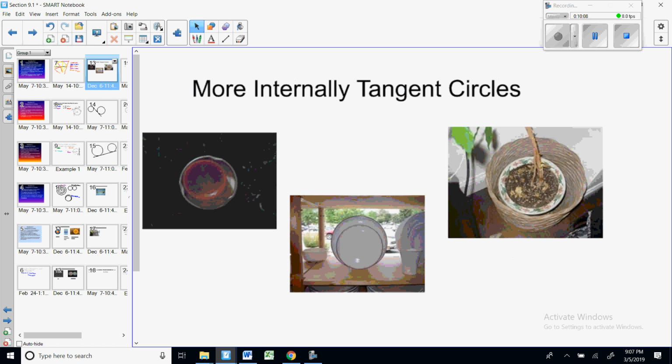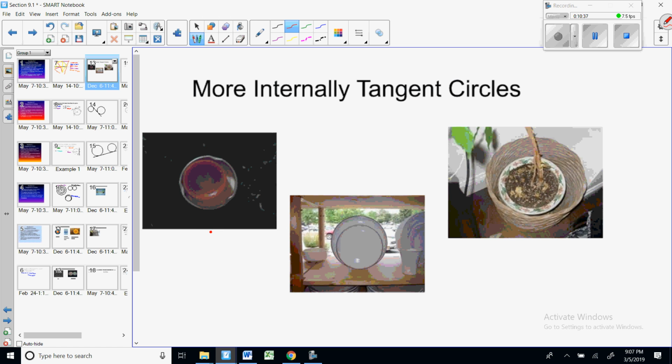Internal tangent circles, you can see here we've got a candle with a jar on the left-hand side. Okay, this is your example of the common internal tangents. The two dishes here create an example of an illusion of internally tangent circles. And you can see the tree there on the right-hand side on the pot that the tree is actually growing in versus the wicker basket that decorates around the outside of it. Those would give you an example of internally tangent circles as well.